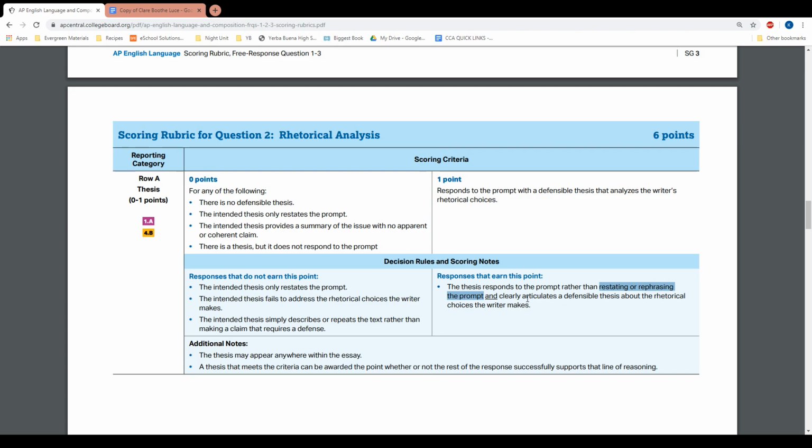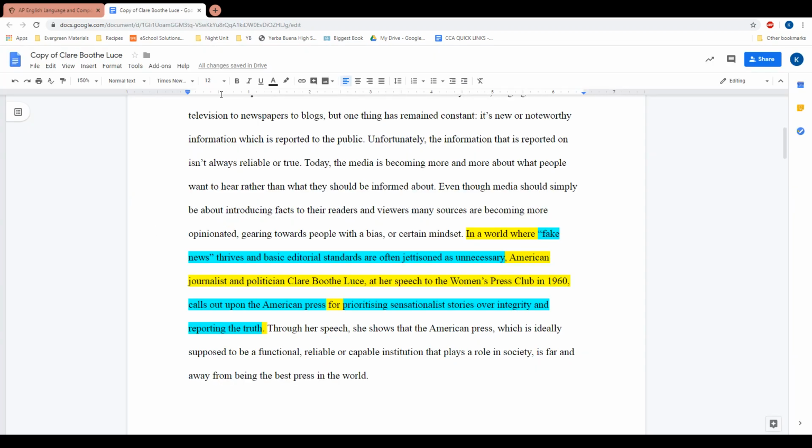And at the same time, clearly articulate a defensible thesis about the rhetorical choices. You don't have to mention the actual rhetorical choices the author makes in your thesis, but they want to know in general what kind of choices the author makes as a whole, right? So looking at the student sample, what I've done here is this whole thing is the thesis, but the blue is the promises they make in the thesis, and the whole thing in yellow was originally the thesis. So, to be read.